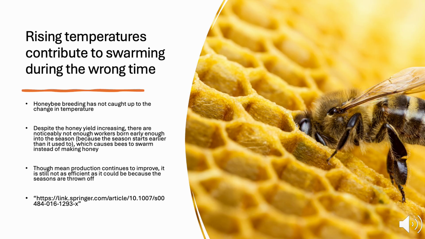Swarming removes a large portion of the worker population, the bees responsible for nectar gathering. So even though total yield may increase, it creates inefficiencies because colonies lose workers during what should be peak honey production.